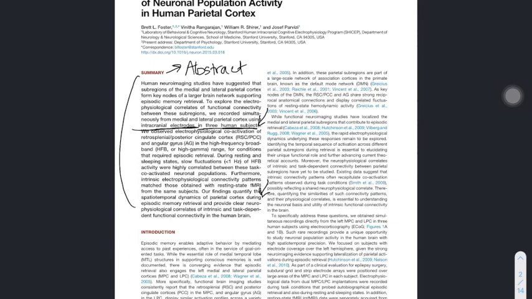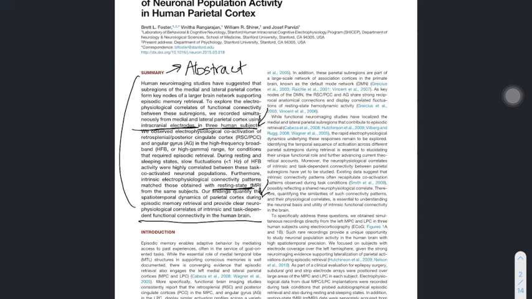So, our findings quantify the spatiotemporal dynamics of parietal cortex during episodic memory retrieval and provide clear neurophysiological correlates of intrinsic and task-dependent functional connectivity in the human brain. I'm reading this last sentence here. So what they ultimately found was that there are patterns of this particular activity when doing a memory activity. These patterns in the brain correlate with other studies that say, yes, this is where you find this particular activity when you're doing this particular task.